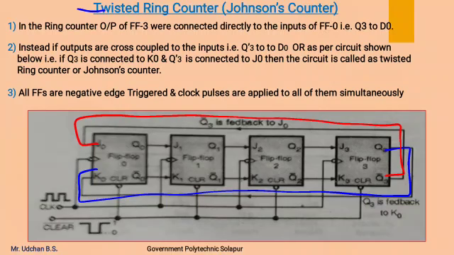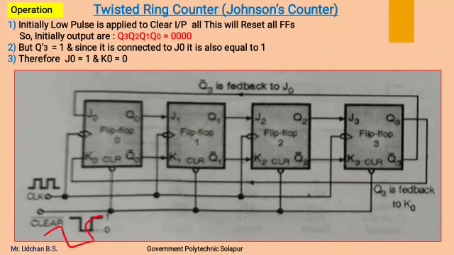Before we start the operation, if you observe, a low level input signal is applied to the clear input terminal of all the flip flops, by which the outputs of all the flip flops become 0. Therefore before the application of the clock pulse the outputs are 0 0 0 0. Now as Q3 is 0, K0 will become 0, and as Q3 is 0, Q3 complement will be 1, by which J0 will become 1.